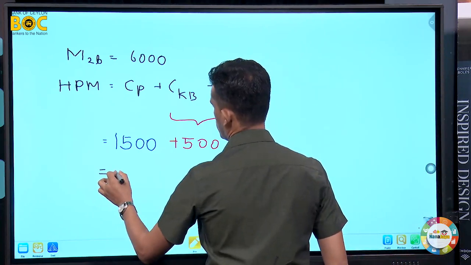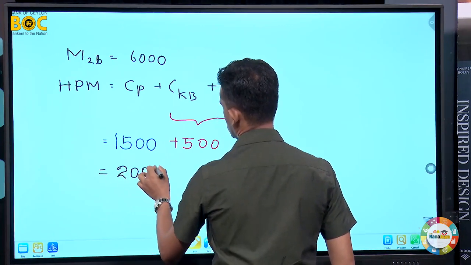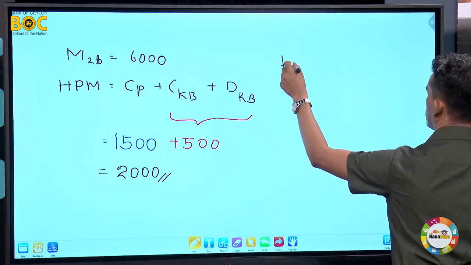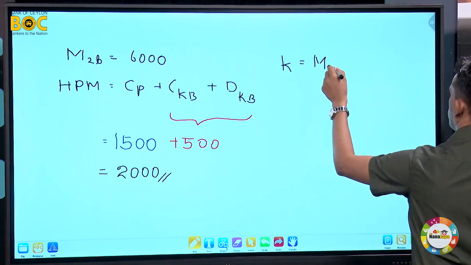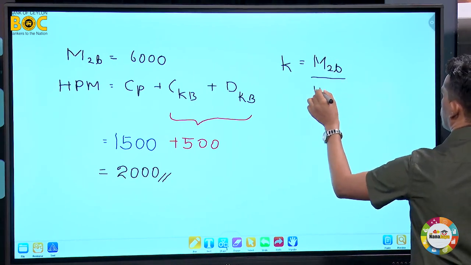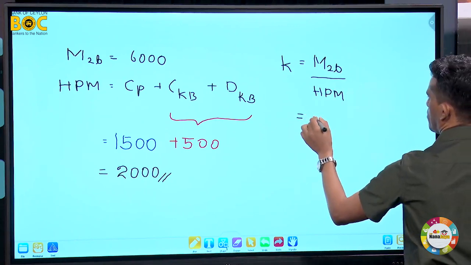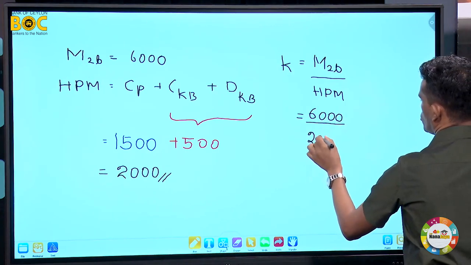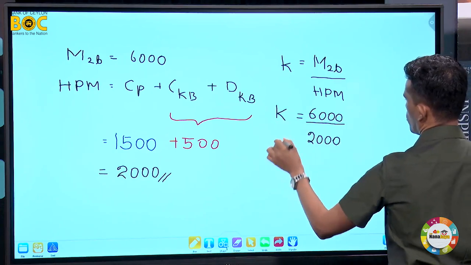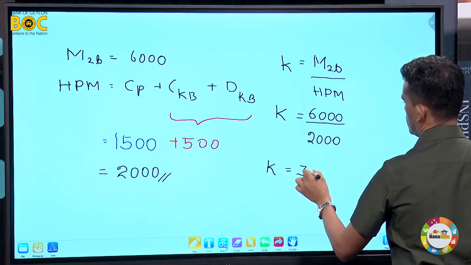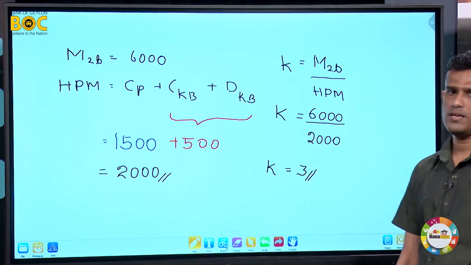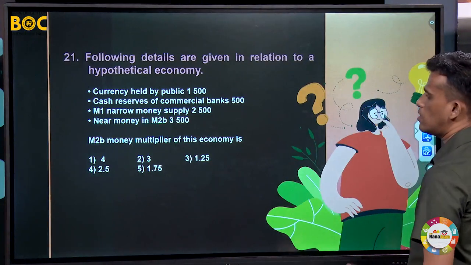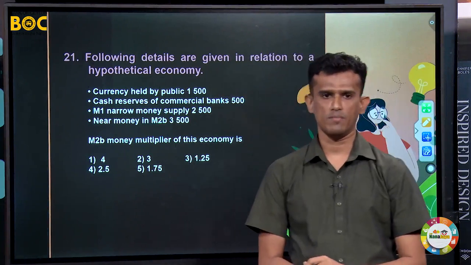Therefore, high powered money of the economy is how much? 2000. M2B money multiplier is M2B money supply divided by high powered money. M2B money supply is 6000. High powered money is 2000. Therefore, money multiplier is 3. Right. So, therefore, answer number 2 is the answer for question number 21.